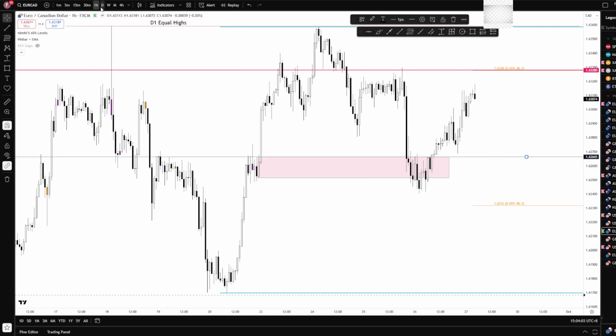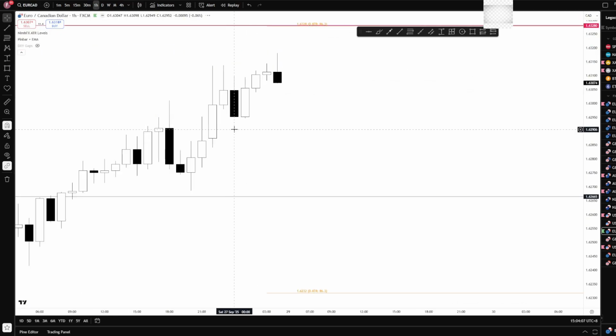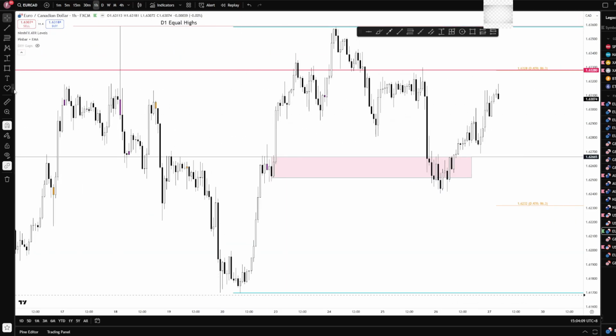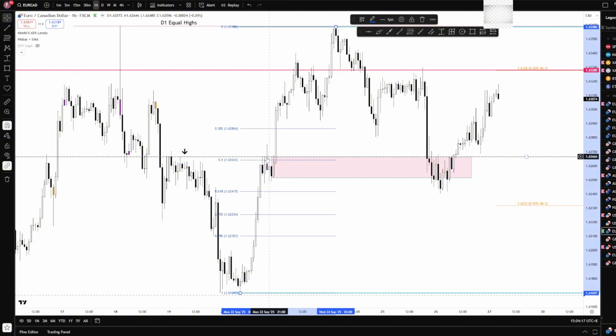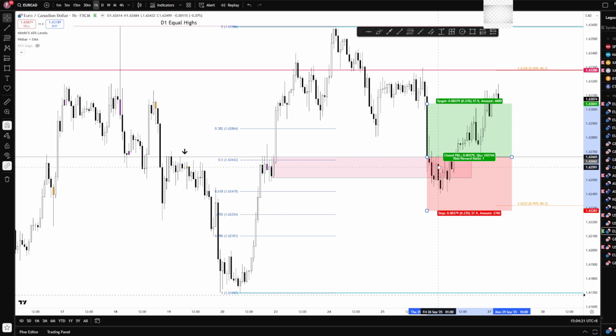You can see on the daily time frame, this daily high right here. This is a one touch level because it acted as resistance once. There's also a Fibonacci retracement at the 0.5. So I took the setup something like this.